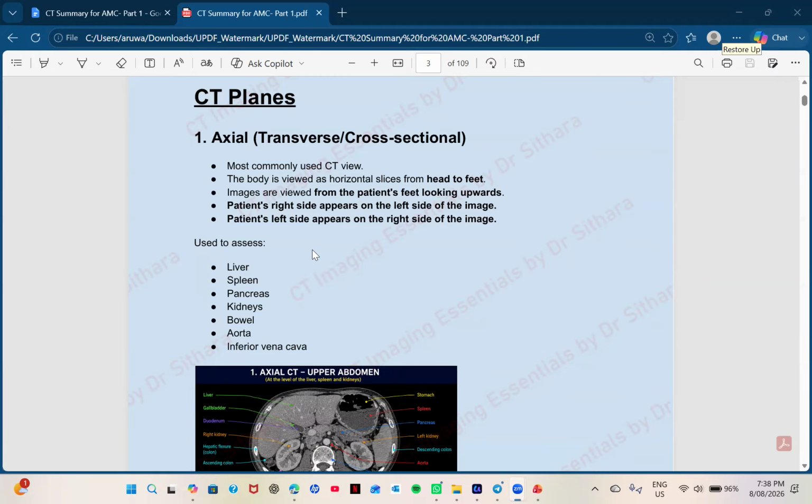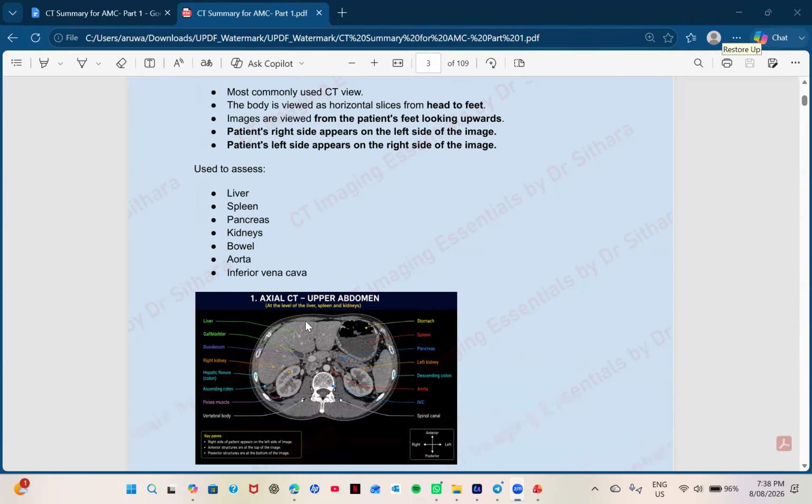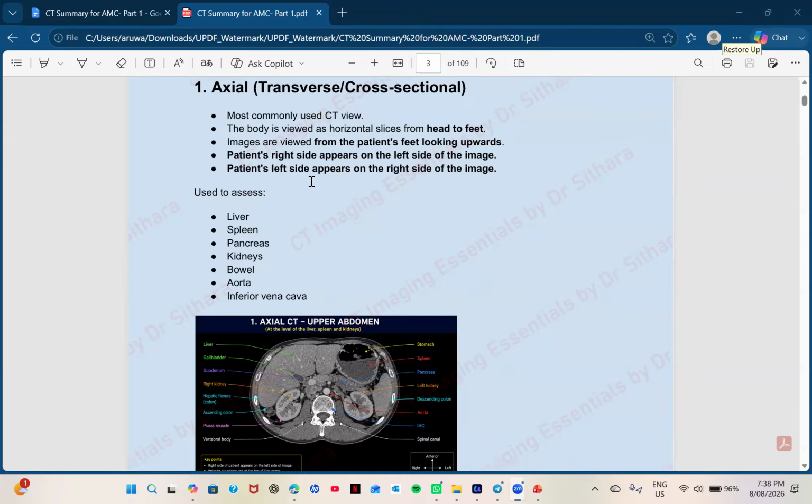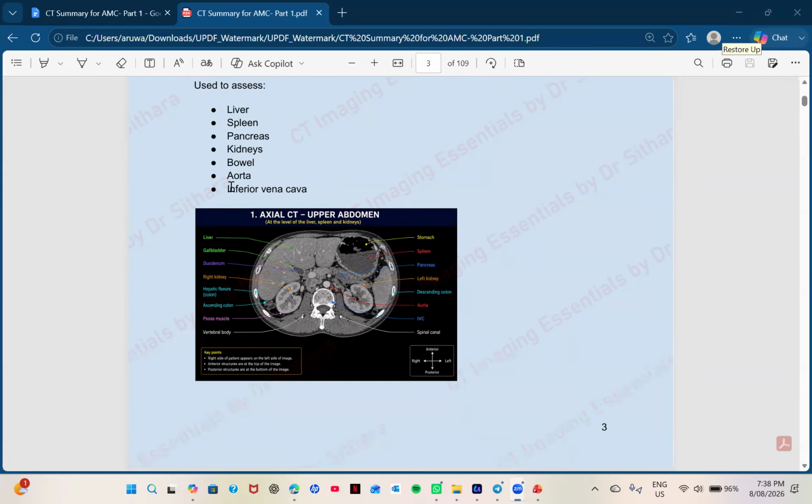We have the axial plane, right? This type of CT we call axial plane because this is the most commonly used CT. The body is visualized horizontally, slice from head to feet. It's like a slice you are seeing, right? Here, the image is from the patient's feet looking upward. Patient's right appears on the left side. Just remember this picture. I'm not going to explain in too much detail.